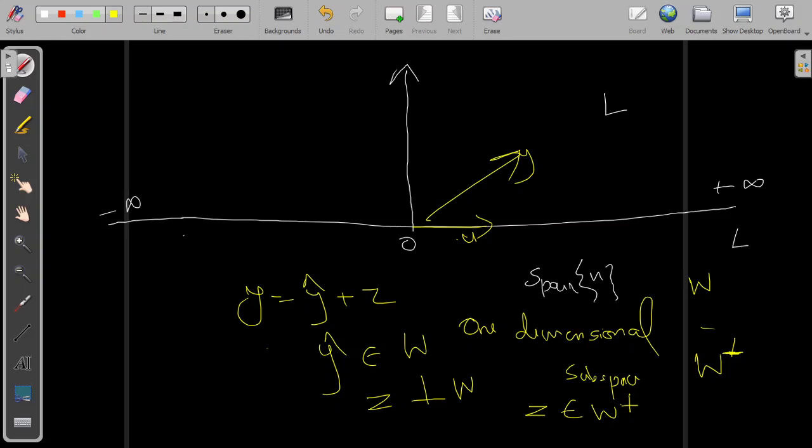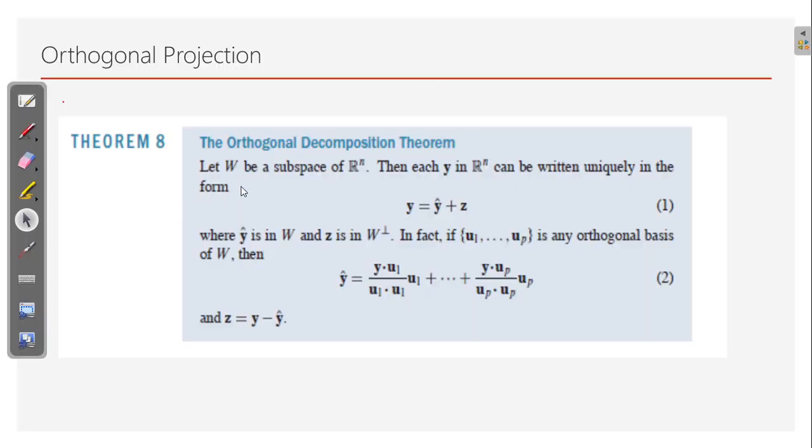Now I am extending this concept to dimension greater than 1, that means our subspace W has a dimension greater than 1. Then how does the theorem look? The theorem is like this. Let W be a subspace of Rn. Subspace of Rn means you will have some U1, U2, U3, up to UP, all vectors which belong to Rn, and if you span this set of vectors U1, U2, U3, up to UP, then you will get W. That is known as a subspace of Rn.